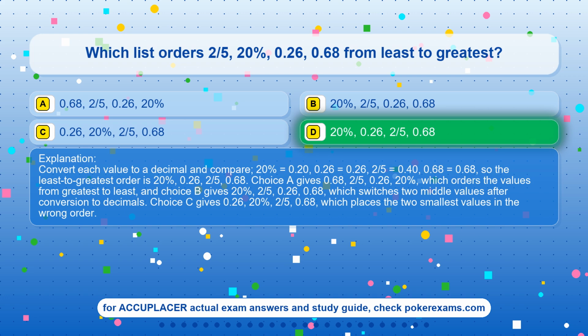Choice A gives 0.68, 2/5, 0.26, 20%, which orders the values from greatest to least, and choice B gives 20%, 2/5, 0.26, 0.68, which switches two middle values after conversion to decimals. Choice C gives 0.26, 20%, 2/5, 0.68, which places the two smallest values in the wrong order.